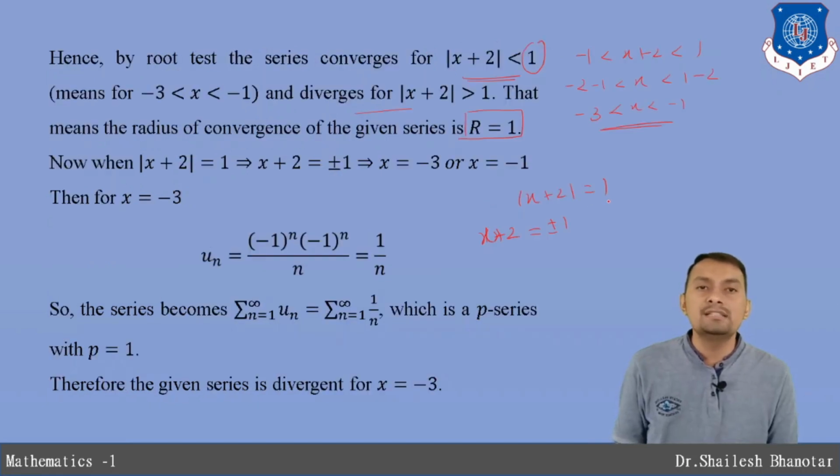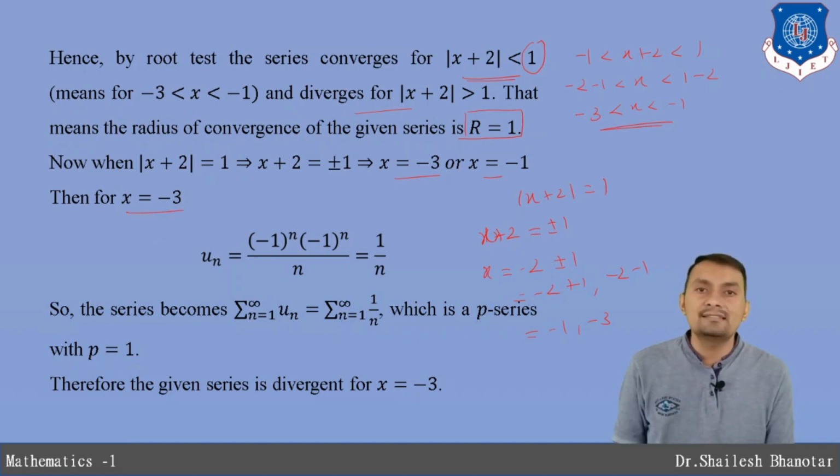If |x+2| = 1, that means x+2 = ±1. From this, x = -2 ± 1, so we have two numbers: -2+1 and -2-1. So we get -1 and -3. At these points we have to check whether the given series is convergent or divergent.